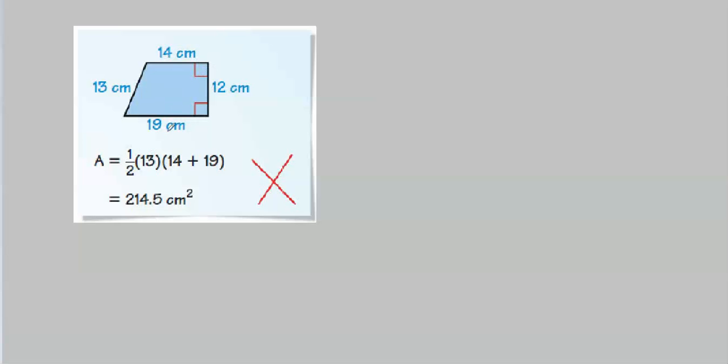Well, let's see here. They've got 1/2 times 14 plus 19. So they've got the average of the two bases, B2 and B1. So this part's right. 1/2 of 14 plus 19. That's cool. Now the altitude, that would be the perpendicular distance from this line to this line. This is a perpendicular line, perpendicular to both of them. So this is the altitude, 12. And wait a minute, they used 13. Well, this isn't the altitude. This is just one side of the trapezoid. You can't just randomly pick sides and decide that they're an altitude.